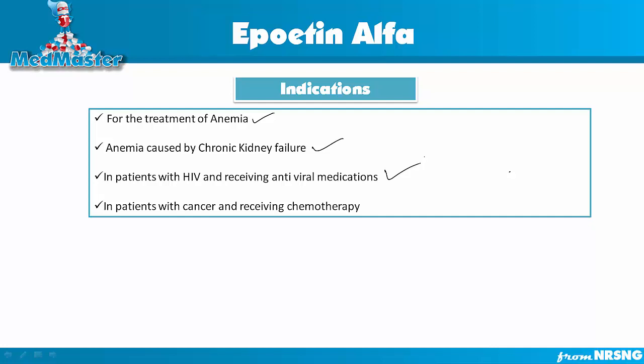And also in a patient who's receiving chemotherapy, the chemotherapy decreases the white cell counts, red cell counts, and platelets. So to increase the red blood cells in a patient who is receiving chemotherapy, they'll be receiving Epoetin Alfa at the same time to maintain the red blood cell count.